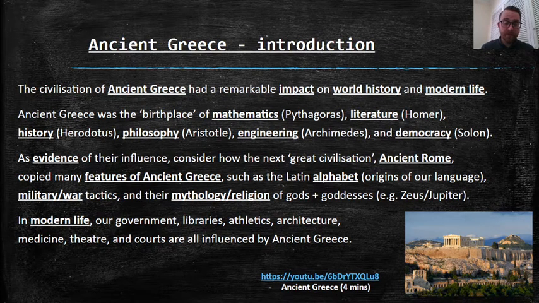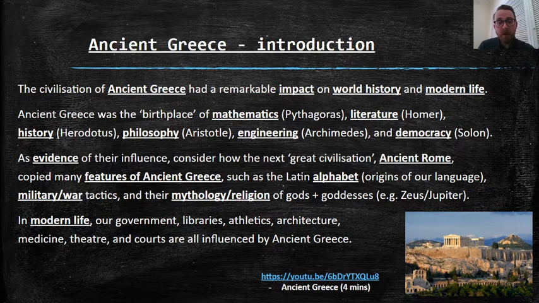You had famous mathematicians like Pythagoras. You had famous literature, so books and poetry from Homer, not the Simpsons guy, there was an ancient Greek guy. The father of history is often called Herodotus. So he was the first person to really make an effort at written, recorded history. Philosophy. You had famous philosophers such as Aristotle, Socrates, and Plato, who are still studied in high school and universities today.